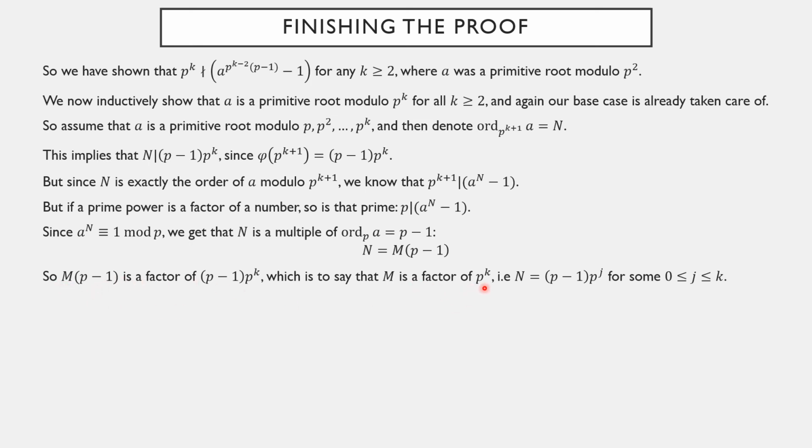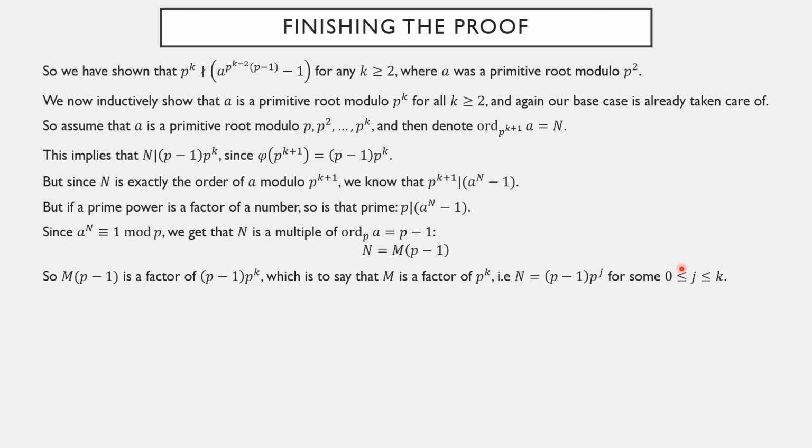Well, what were the positive factors of prime powers? As we've used a few times before, p^0, p^1, p^2, all the way up to p^k are the only possible factors of p^k. So if n is written as (p - 1) times m, then n is actually (p - 1) times some power of p, somewhere in between the 0th power and the kth power.